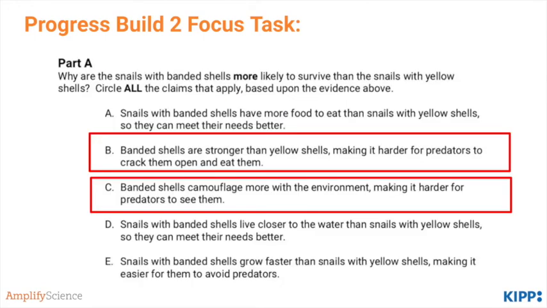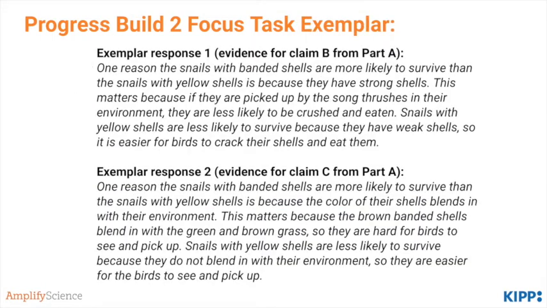So for part A, you should have circled claims B and C, as both of these claims are supported by the data. And here are two different exemplar responses, one using evidence for claim B and one using evidence to support claim C. An exemplar response could also have both of these elements combined into a single response as well. Please go ahead and read it over.